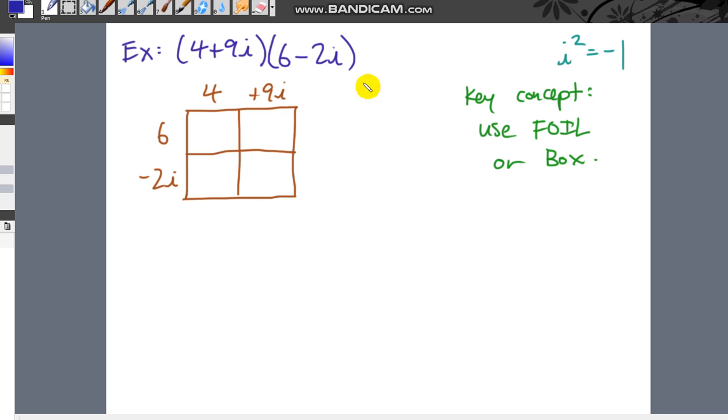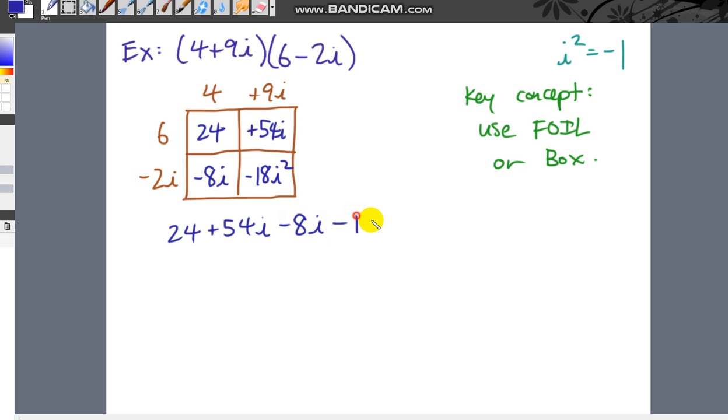Okay, so now let's go ahead and fill in the boxes. 4 times 6 is 24. 6 times 9i is going to be a positive 54i. Negative 2i times 4 is going to be negative 8i. And then we have negative 2i times 9i. So negative 2 times 9 is going to be a negative 18. i times i gets you our i squared. So we have 24 plus 54i minus 8i minus 18i squared.